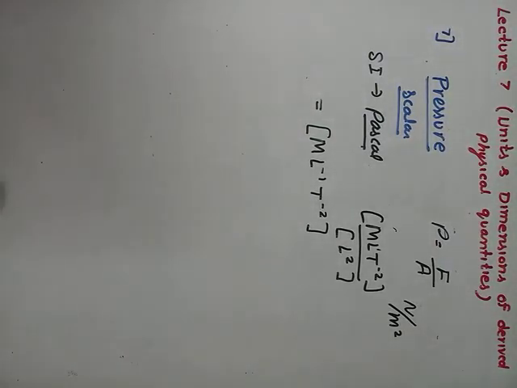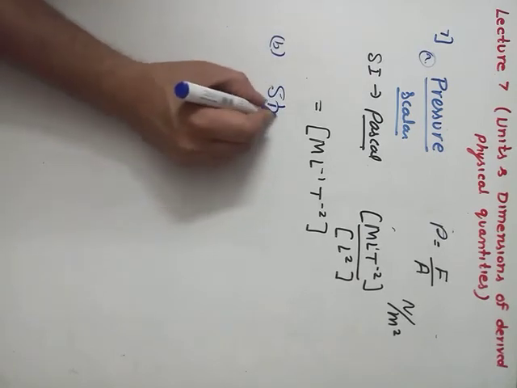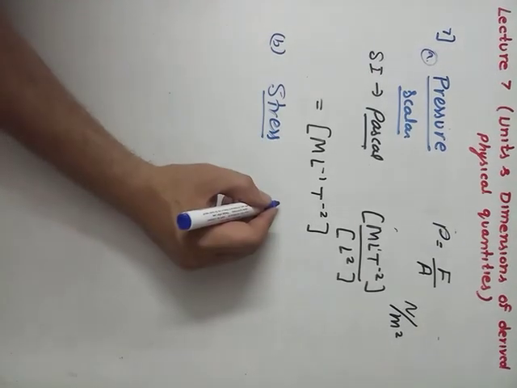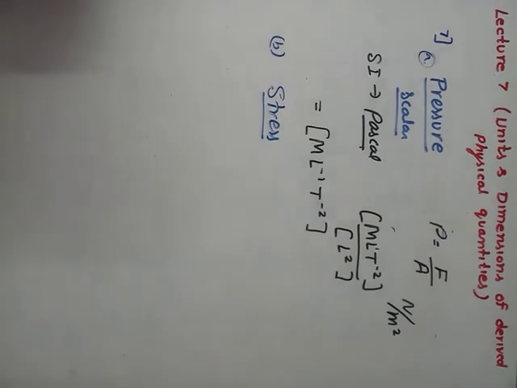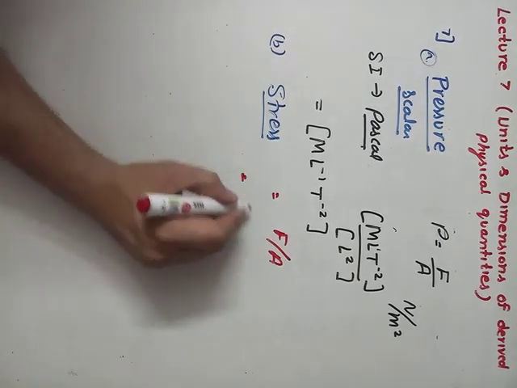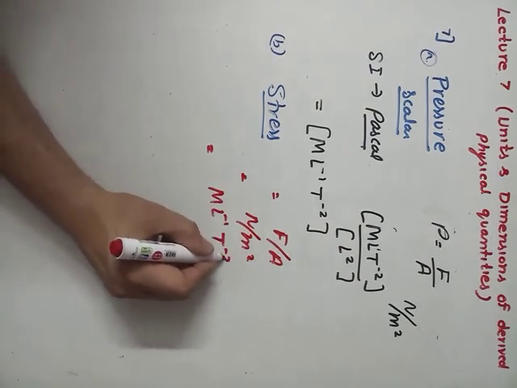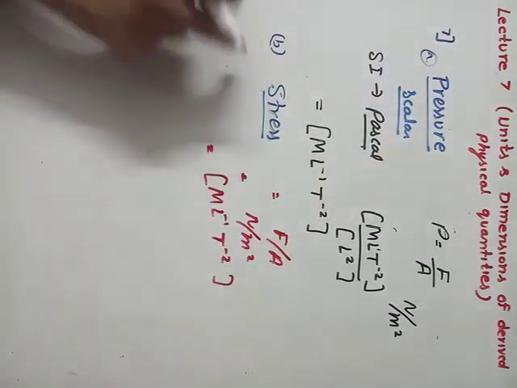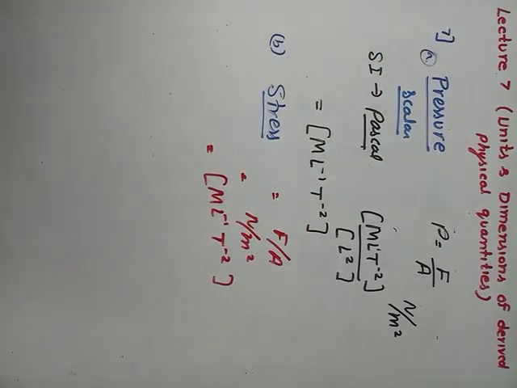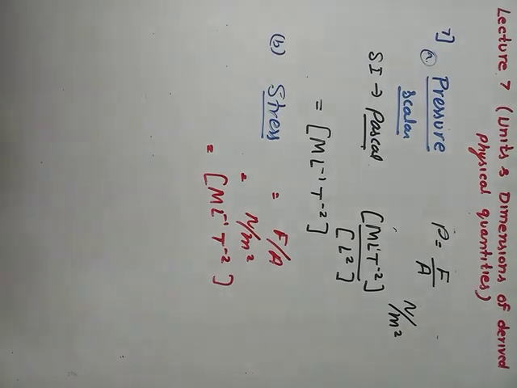Now pressure and stress have the same dimension. This is A. Next is B. B is stress. Stress has the same dimension as pressure. The formula is the same, force upon area, same unit Newton per meter square, and same dimension ML minus 1 T minus 2. The only difference is that pressure is only compressive in nature, whereas stress is both compressive as well as elongative in nature.